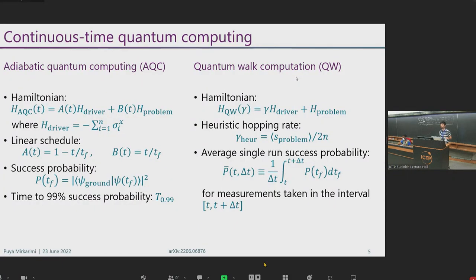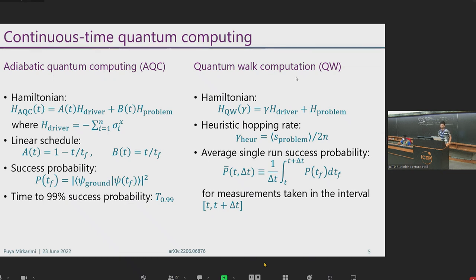Another method in continuous time quantum computing is quantum walk computation. So here the Hamiltonian is time independent, and it's parameterized by a hopping rate gamma. We use a heuristic value for the hopping rate, which is equal to the average energy spread of the problem Hamiltonians divided by 2n. We also use the same driver and problem Hamiltonians as for AQC.